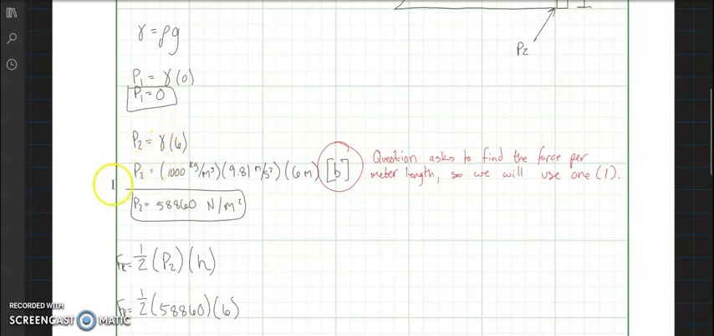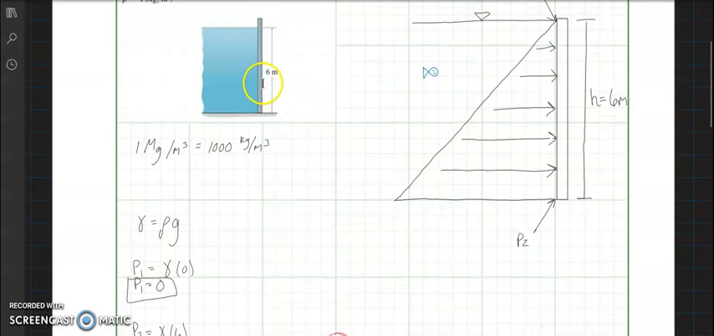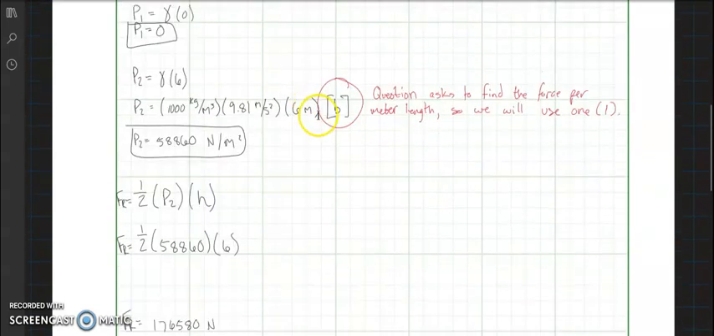Splitting that gamma up, P2 is equal to 1,000 kilograms per meter cubed times 9.81 meters per second squared times 6 meters. Here we would have a multiplier for B for how far the beam would go into the paper. But since this question asks to find the force per meter length, we're going to just use 1 as our B today, so we can just omit this. Once we multiply all this together, we're going to end up with 58,860 newtons per meter squared for P2.